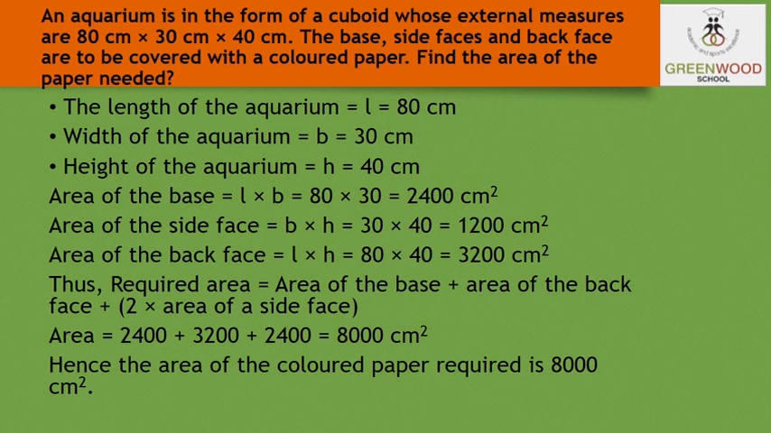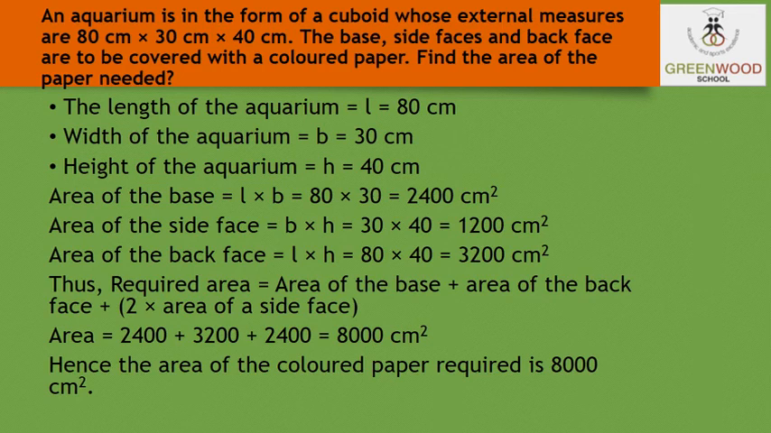Let us try to understand the example. The aquarium is in the form of a cuboid whose external measures are 80 by 30 by 40 centimeter. The base, side faces and back face are to be covered with a colored paper. Find the area of paper needed. Here you can see the length of aquarium is given as 80 centimeter, width, that is breadth, is given as 30 centimeter, and height is given as 40 centimeter.